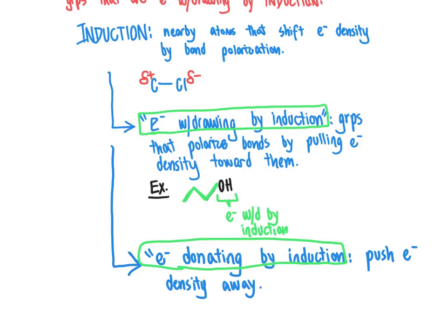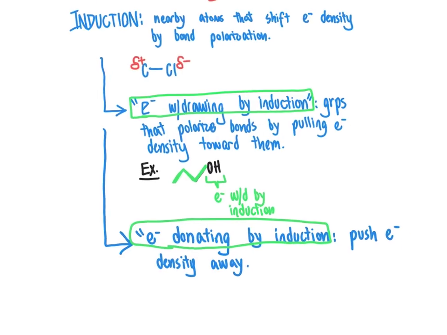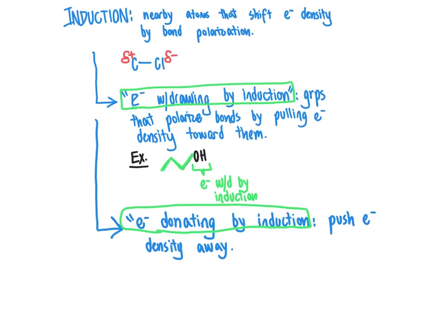There aren't too many groups that are defined as electron donating by induction. In terms of organic chemistry, the groups that are most commonly recognized as being electron donating by induction are alkyl groups, that is carbon chains. Alkyl groups, that is just carbons that are sp3 hybridized and the associated hydrogens with them, tend to donate electrons by induction. So those are described as electron donating groups.